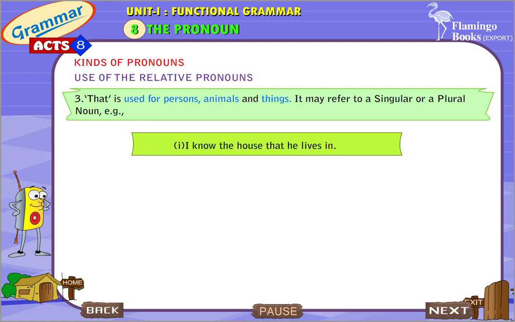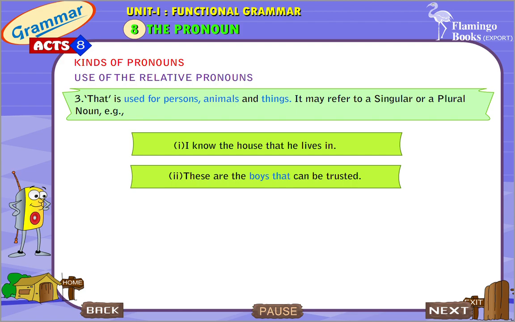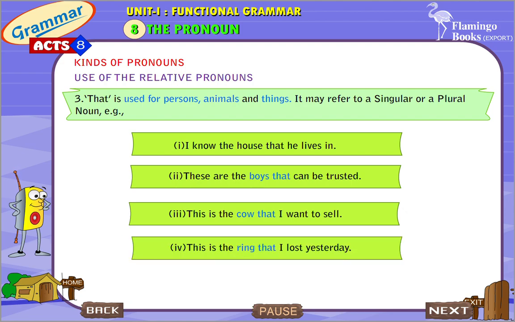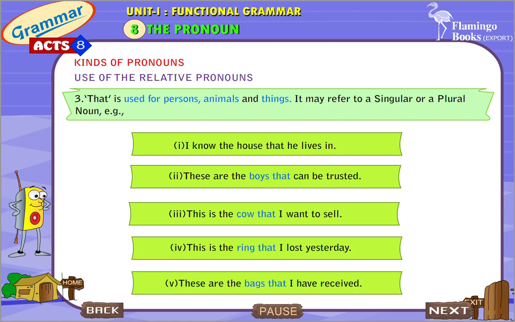Example, I know the house that he lives in. These are the boys that can be trusted. This is the cow that I want to sell. This is the ring that I lost yesterday. These are the bags that I have received.